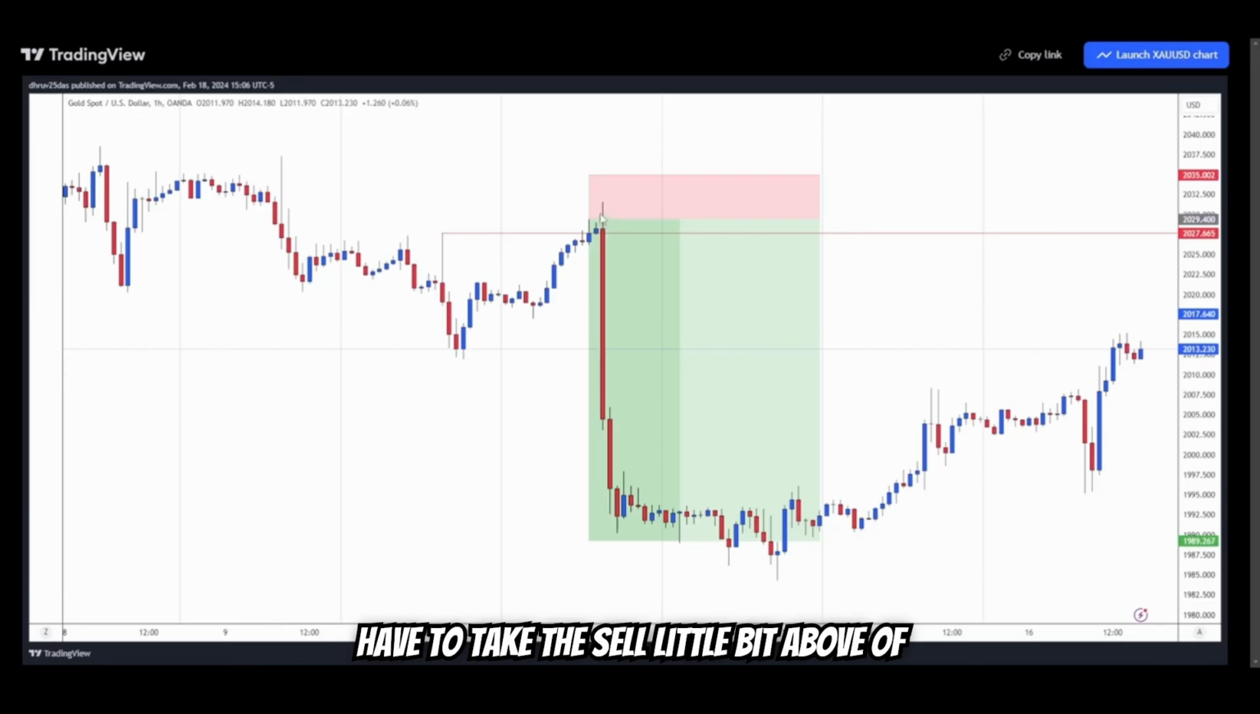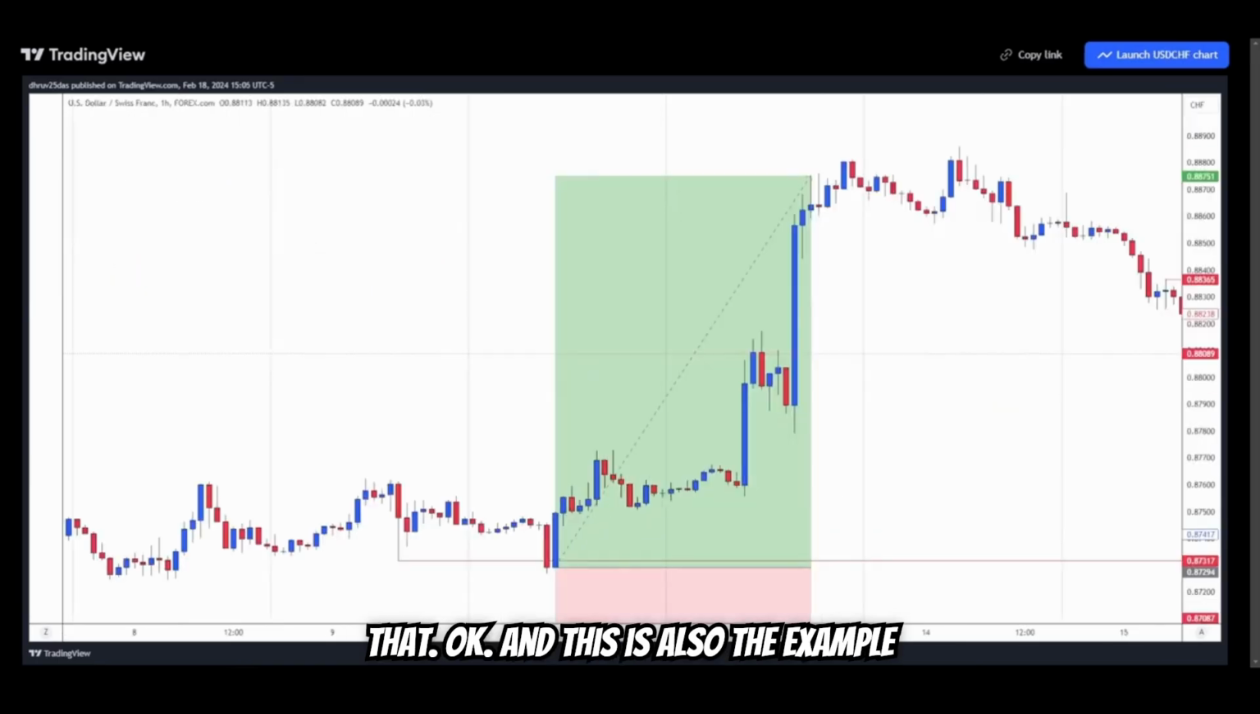But we have to take a sell a little bit above of that, okay? And this is also the example right over here. Price made a higher high, then this was a higher low, this was a higher high, and this was a higher low, and now people are expecting that price will go up. But what happens? Price comes down, takes that low, and then it goes.